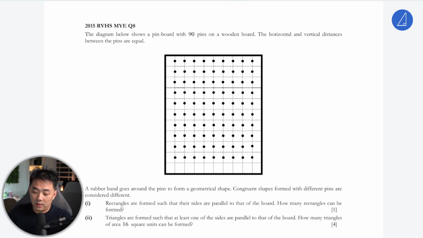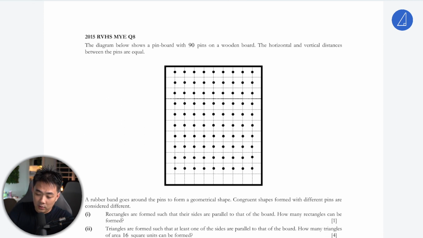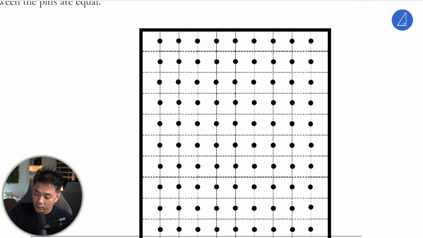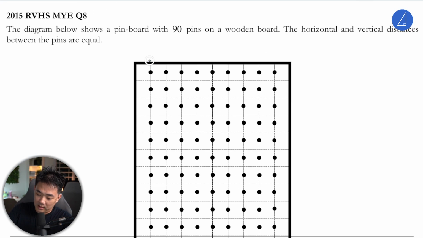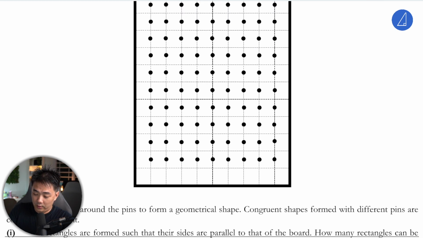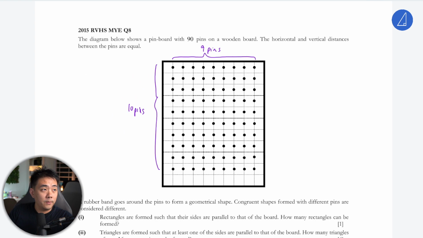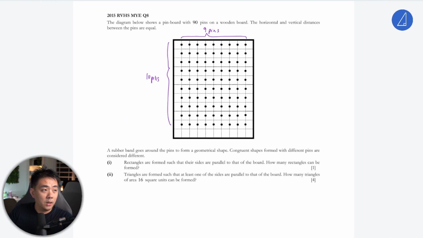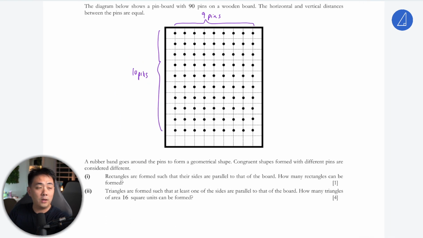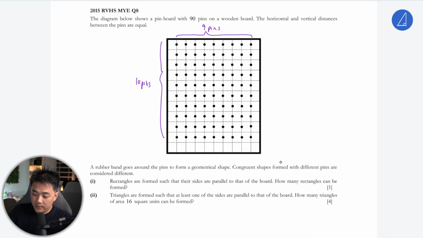The diagram below shows a pin board with 90 pins. So 90 pins means that we have 9 pins horizontally, and after which we have 10 pins vertically. What we're going to do is a rubber band goes around the pins to form a geometrical shape. Congruent shapes formed with different pins are considered distinct.